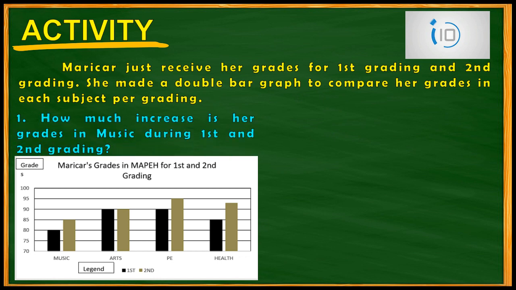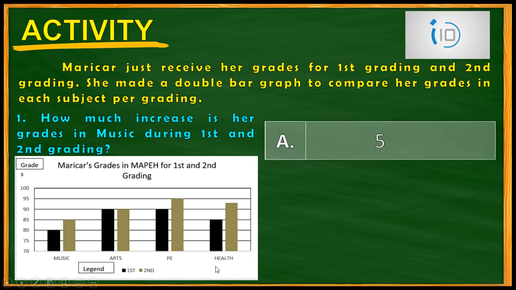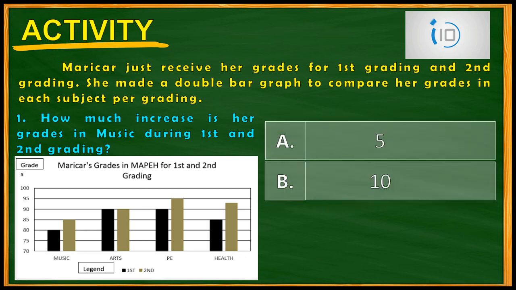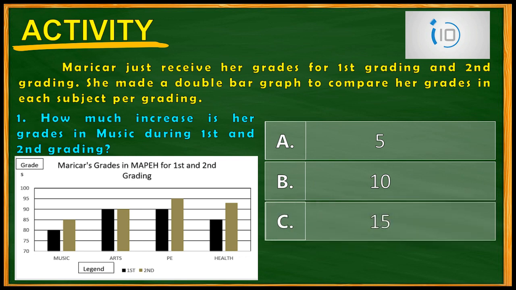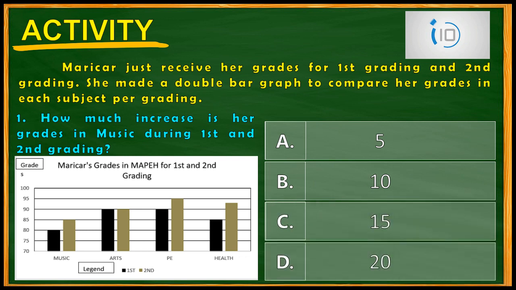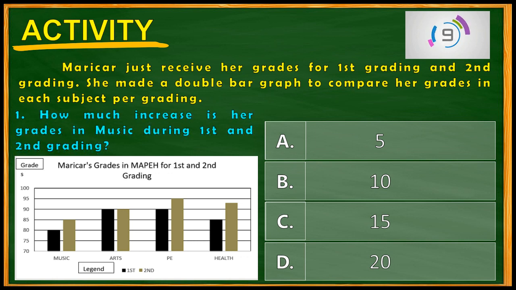Number 1, how much increase in her grade in music during first and second grading? So this would be the bar graph. So these would be the choices. Letter A, 5, B, 10, C, 15, and D, 20. You have 10 seconds, grade 4 pupils. Your timer starts now. You may comment your answer in the comment section below.